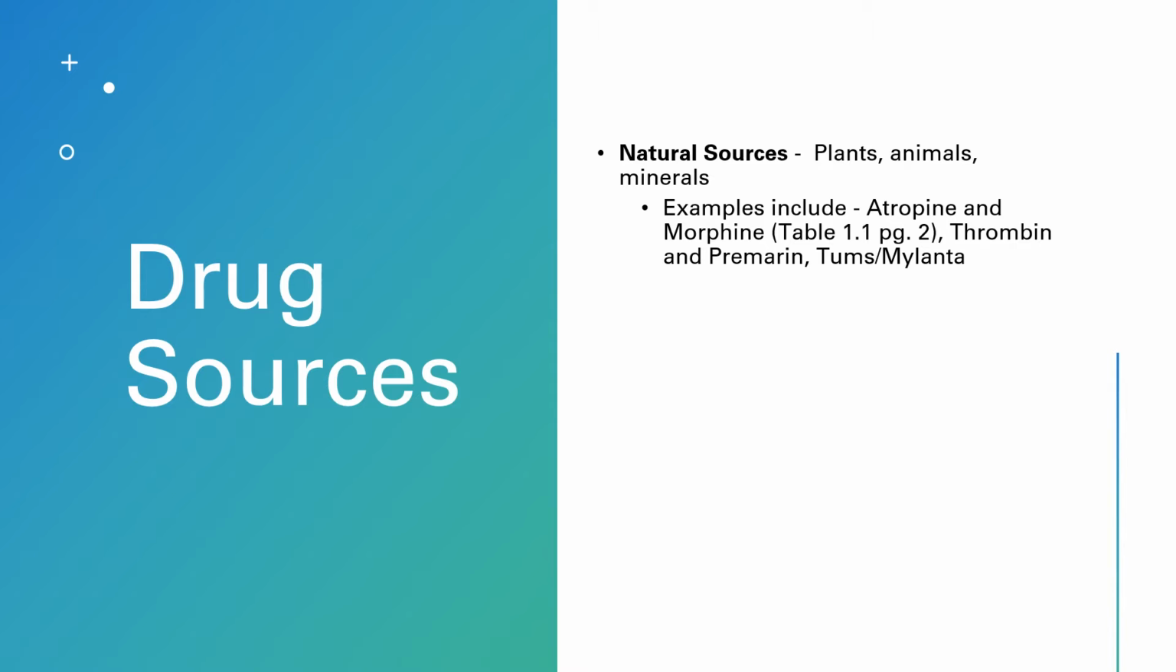All right, so let's dive in. The first thing we're going to talk about are drug sources. There are three sources of drugs, the first one being the natural sources. These are coming from plants, animals, and minerals. And these here listed are a few basic examples. A good example for plant-derived are going to be atropine and morphine.